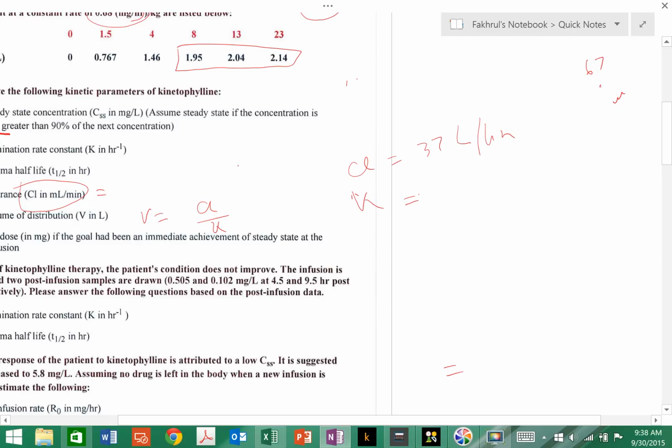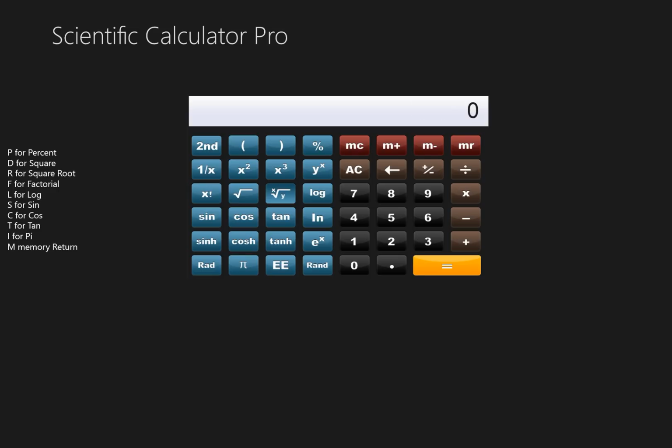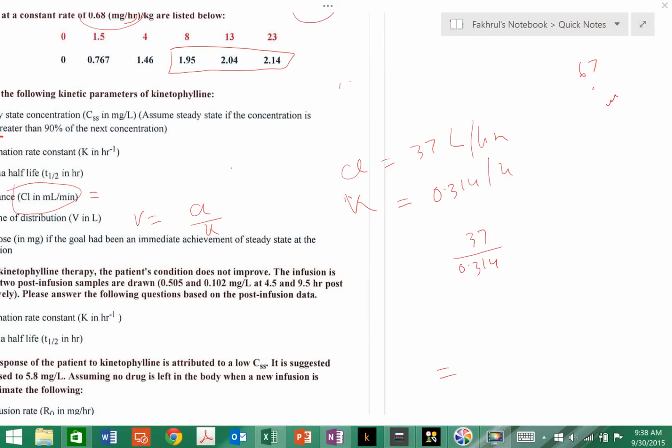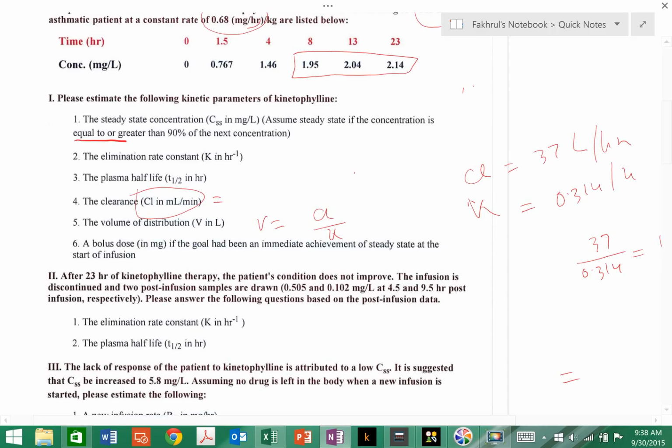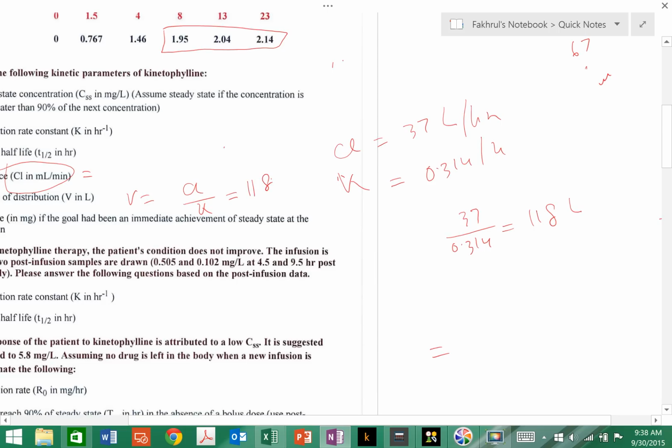K we know is what? 0.314 per hour. So we put 37 divided by 0.314. It is 117. So there you go, 117, or you can say it is 118 liter. So this is asking for the volume distribution in liter. So your volume distribution is 118 liter.